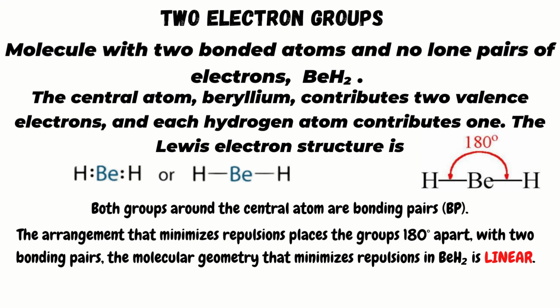If there are two electron groups, molecule with two bonded atoms and with no lone pairs of electrons, example BeH2, the central atom beryllium contributes 2 valence electrons and each hydrogen atom contributes 1. The Lewis electron structure is therefore given below. Both groups around the central atom are bonding pairs. No lone pairs. The arrangement that minimizes repulsions places the groups 180 degrees apart with two bonding pairs. The molecular geometry that minimizes repulsion in BeH2 is linear.